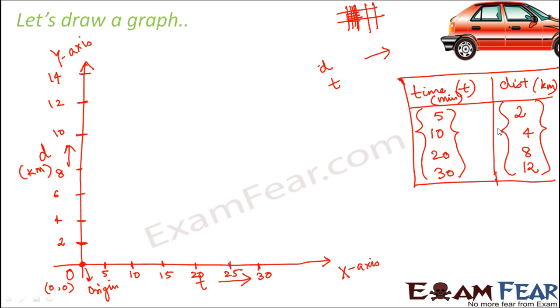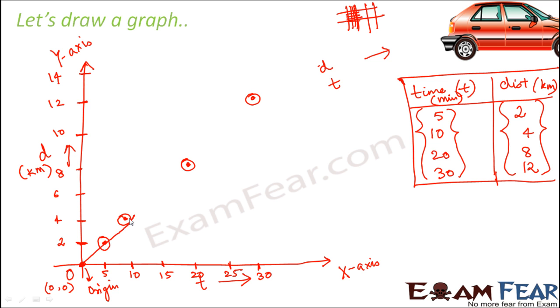In 5 minutes it had traveled 2 kilometers. So 5 minutes, 2 kilometers. So this is the point. In 10 minutes it traveled 4 kilometers. So 10 minutes, 4 kilometers. In 20 minutes it traveled 8 kilometers. So 20 minutes, 8 kilometers, right? And in 30 minutes it traveled 12 kilometers. So somewhere here. So this is 12 kilometers. Now you got these 4 points from the data that is given about the motion of the car.